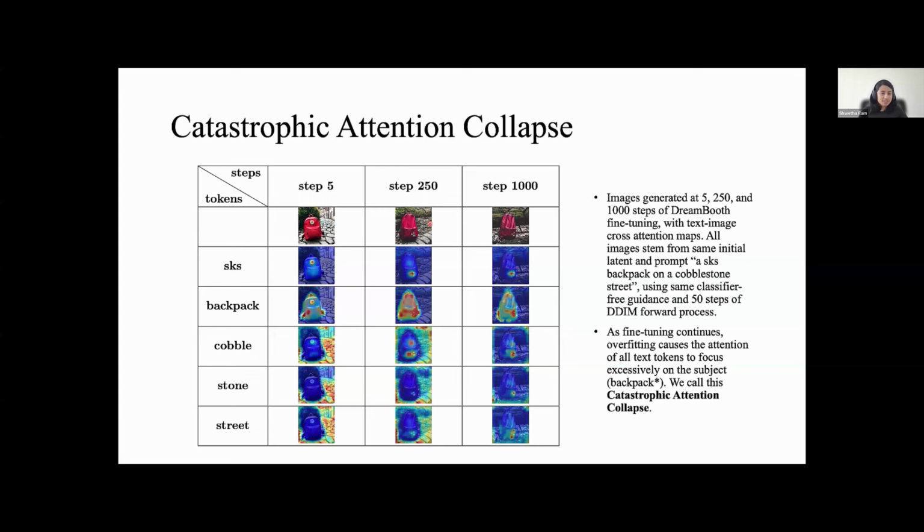Now, if we go to step 250, we see that already the attention maps don't look as clean, and words like cobble are starting to focus on backpack, and same with street. You see some attention on the backpack here. And if we continue this process, by step 1000, the attention for all tokens starts to overly focus on our subject backpack. And this is a phenomenon that we have called catastrophic attention collapse. What we mean is that as fine-tuning continues, overfitting causes the attention of all text tokens to focus excessively on our subject backpack.